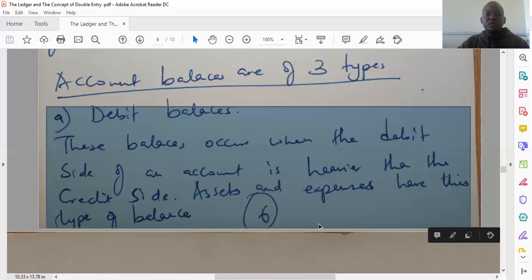Assets and expenses will always have this type of balance. Assets and expenses will always have a debit balance.